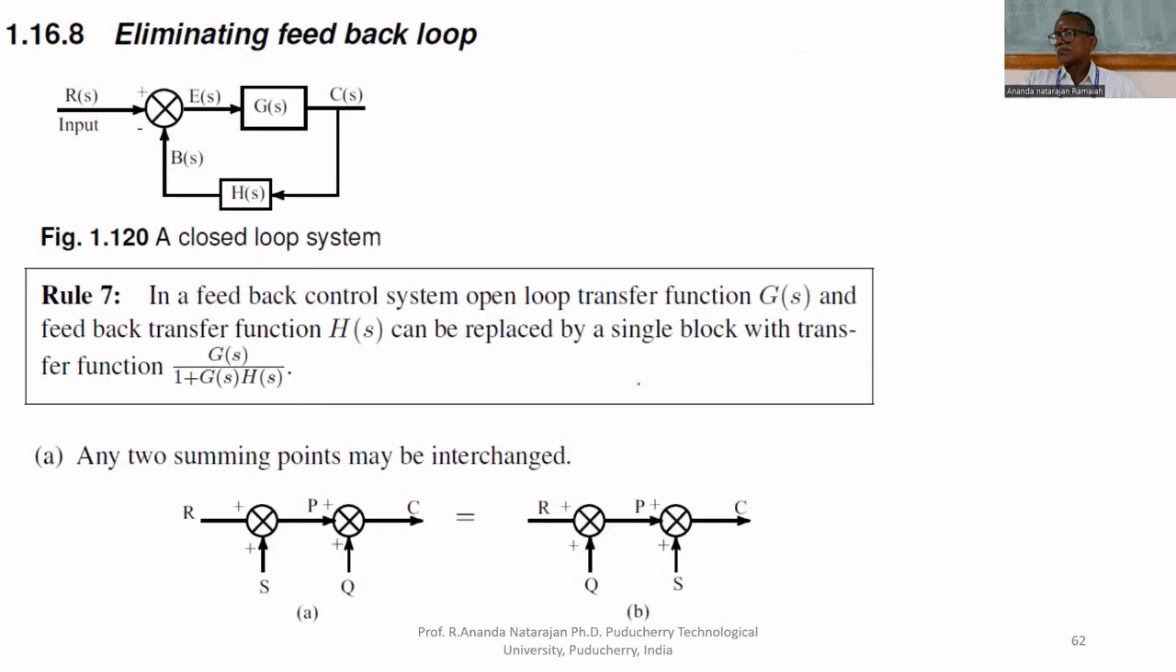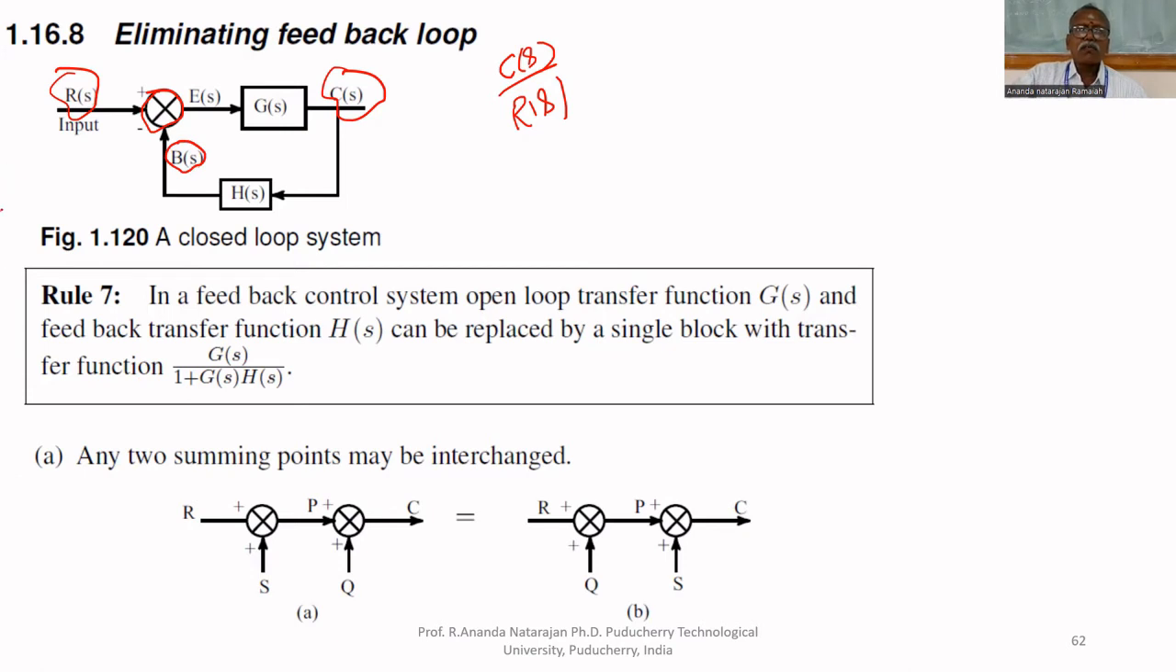The seventh rule is different. R of s and C of s are input and output. You have to find C of s upon R of s. This is the summing block. So let us call this feedback signal B of s.